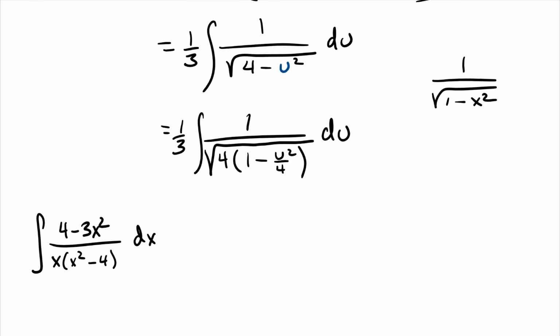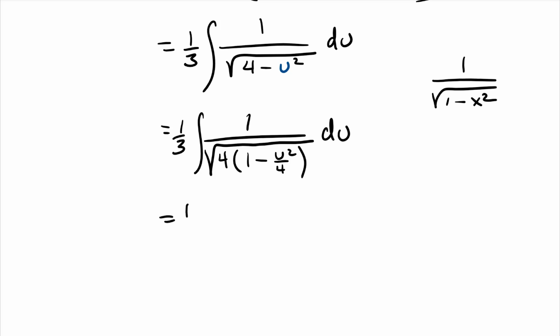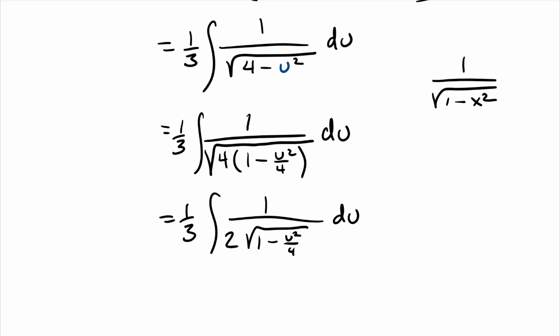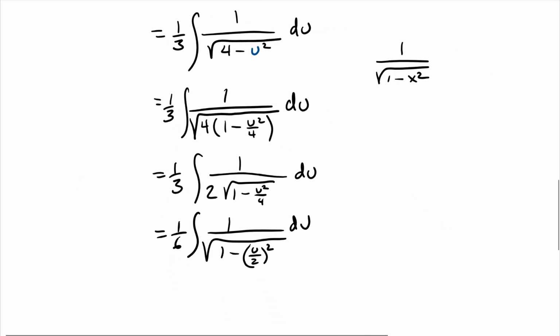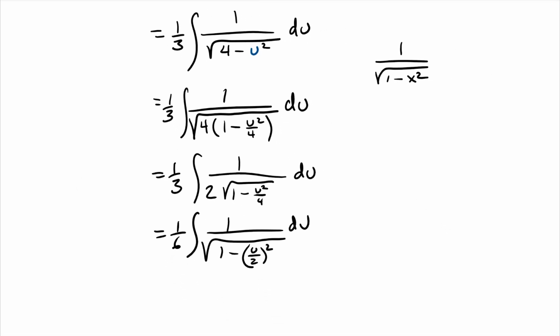Oops. I better just get rid of this. I'll write it in later. So we got the 1/3, 1 over, and we know the square root of 4, that's just 2, times the square root of 1 minus u squared over 4 du. We take that out, we get 1/6. We have 1 over the square root of 1 minus u over 2 all squared du. And now we can do a double u sub. Let's say w is equal to u over 2. Therefore, dw is equal to 1/2 du.